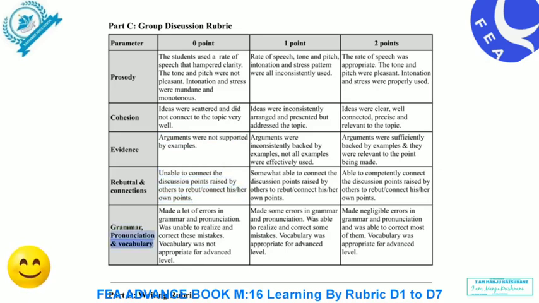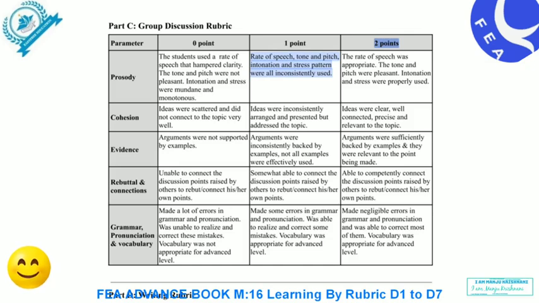Grammar. Pronunciation and vocabulary. Made a lot of errors in grammar and pronunciation. Was unable to realize and correct these mistakes. Vocabulary was not appropriate for advanced level. 1 point. Rate of speech, tone and pitch, intonation and stress pattern were all inconsistently used.